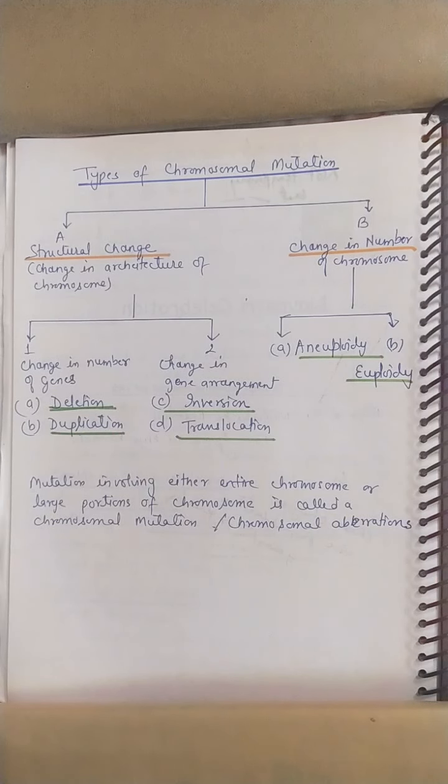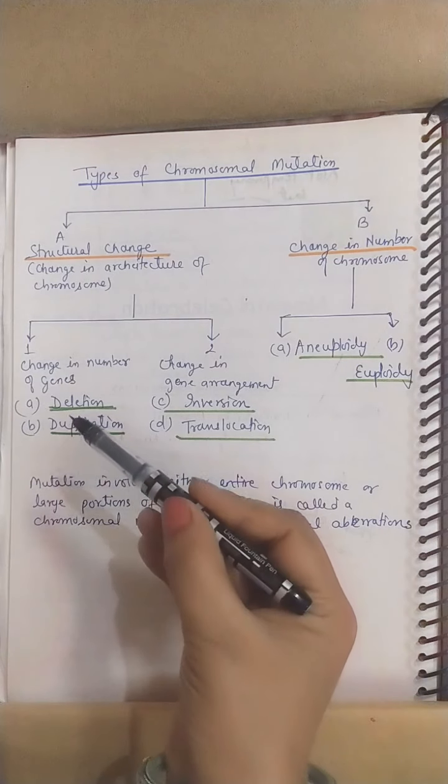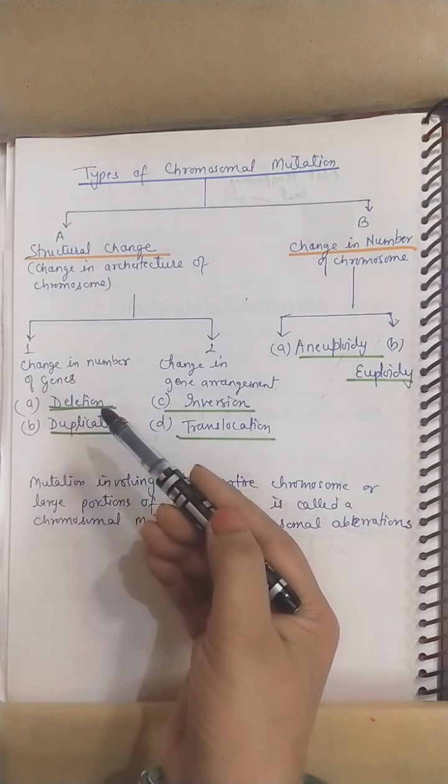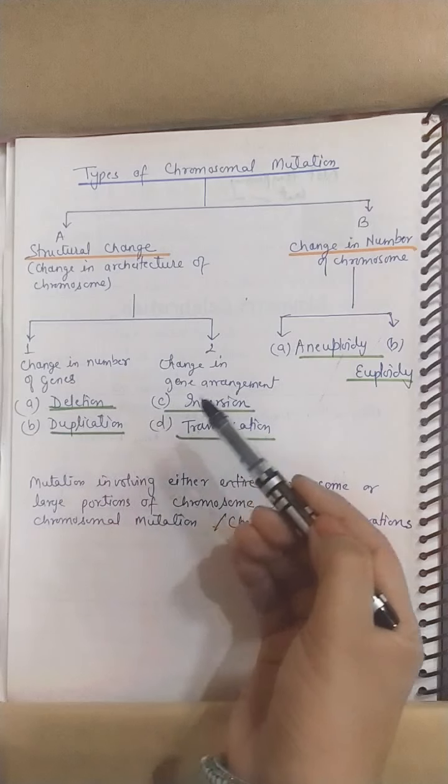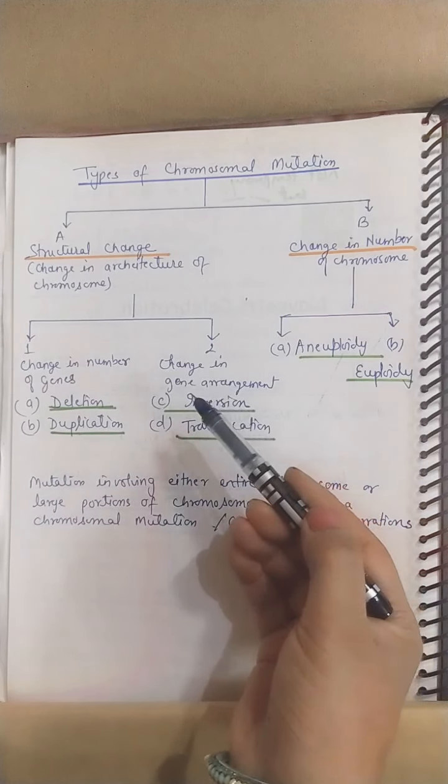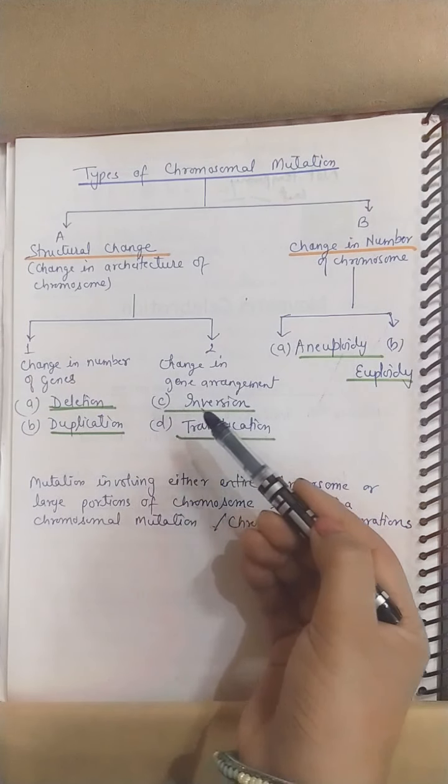As in the previous lectures, we were discussing the types of chromosomal mutations, during which we have already discussed the change in number of genes, that is deletion and duplication. So today we are going to discuss the change in gene arrangement. Number one is inversion.